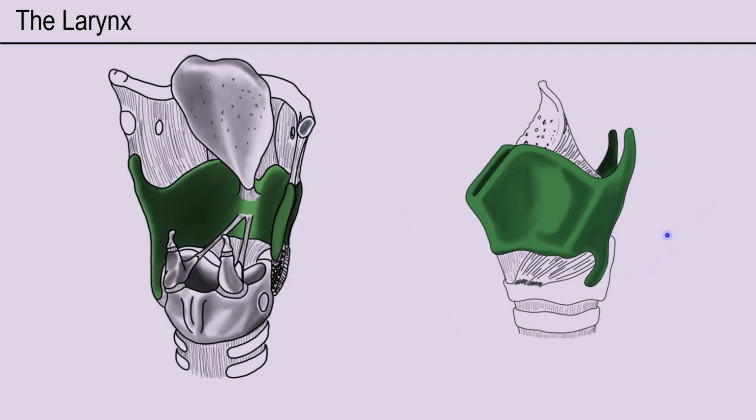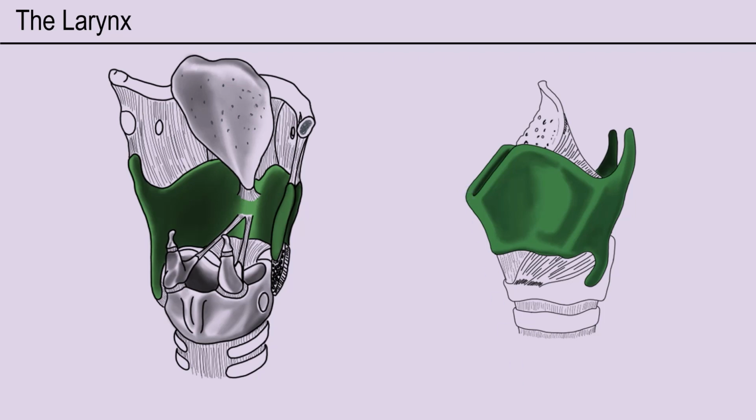On the anterior of the larynx we have this bulge or this prominence. Because it's of the larynx, this is the laryngeal prominence, or as it is also known, the Adam's apple, which is an important landmark for locating the bifurcation of the common carotid artery.